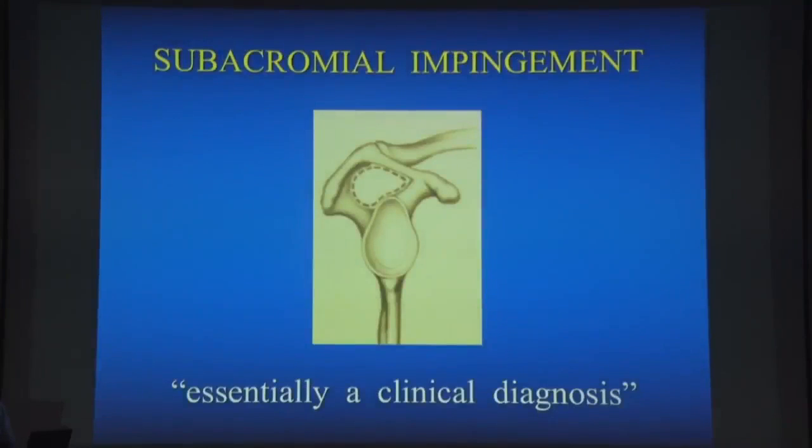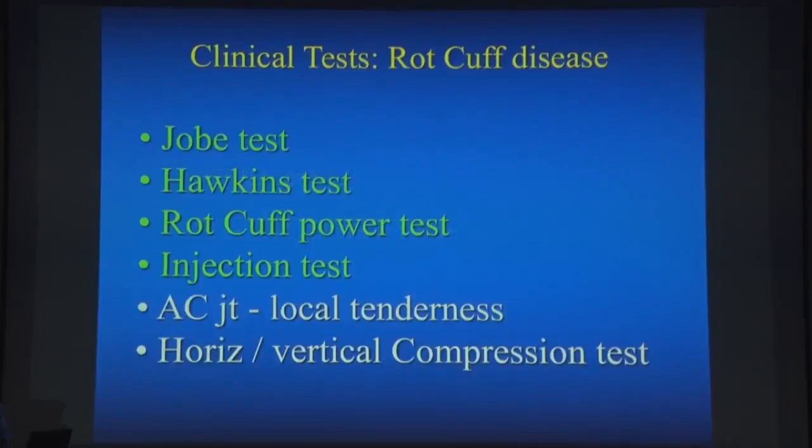I'm only going to show you the ones which I do. I almost always do a Jobe test, which you call an empty can or a full can test. I do a Jobe test, I do a Hawkins test, and the main thing is I assess the rotator cuff power, and I'll show you in a little bit of detail how I do that. And of course, check for the AC joint symptoms as well.